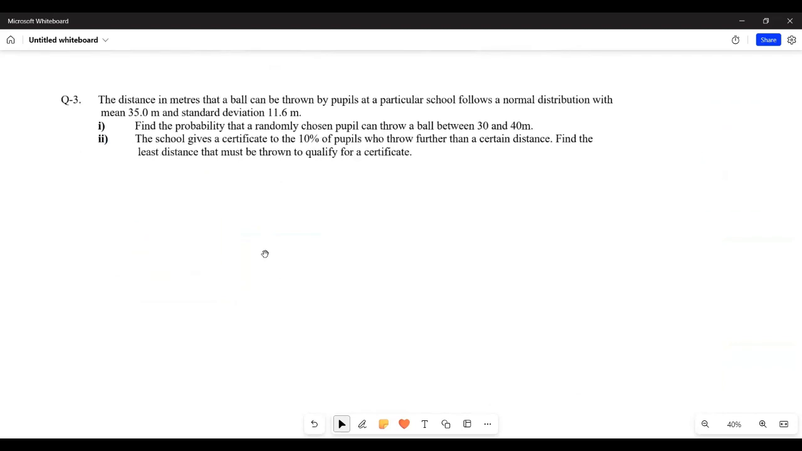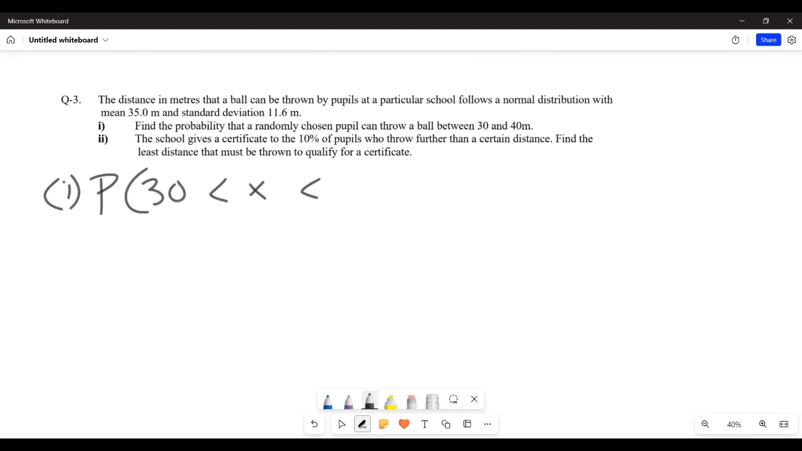The distance in meters that a ball can be thrown by a pupil at a particular school follows a normal distribution with mean 35 and standard deviation 11.6. Find the probability that a randomly chosen pupil can throw a ball between 30 and 40 meters. So probability X is between 30 and 40.